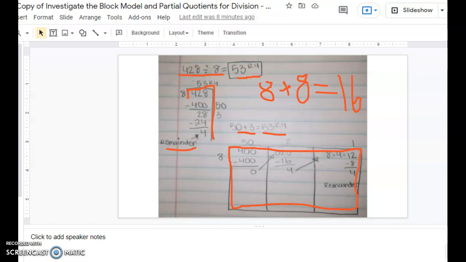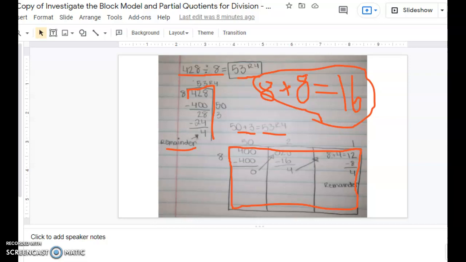With 20, we look at 8. How many times is 8 going into 20? 2. And that could be used from our back here, 2 times, so that gives us 16. So we take away 16 from 20, leaving us with 4.